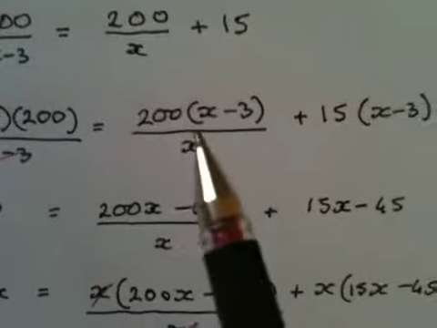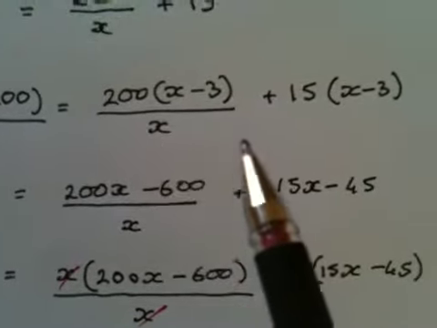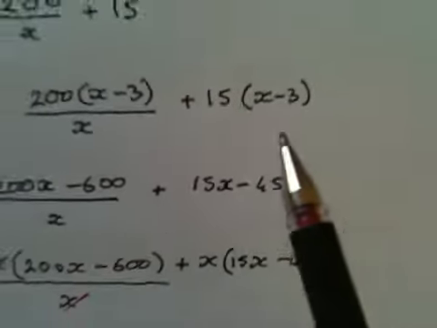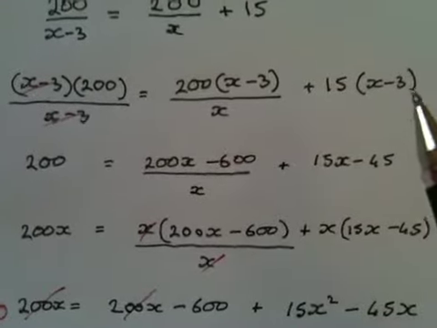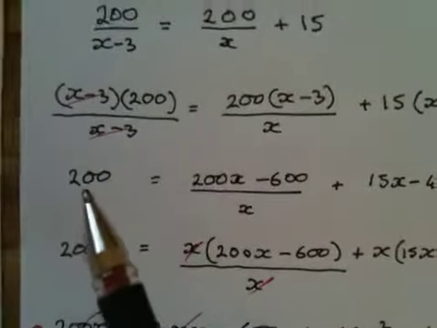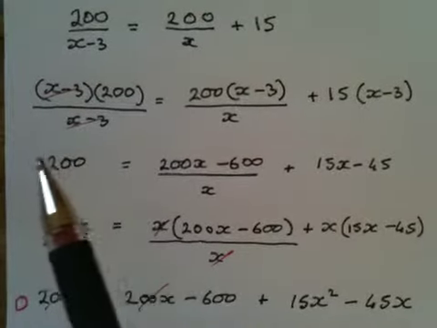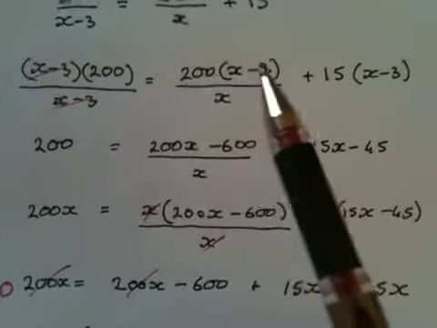Not so lucky here, I'm afraid. So we have 200 multiplied by X minus 3 all divided by X. And here it's 15 multiplied by X minus 3. So recall that because it's an equation, we have to multiply all the way across by X minus 3. So after a bit of tidying up, as I mentioned, the X minus 3's cancel here and I'm left with 200. There's no cancellation here, so I have to multiply it out.